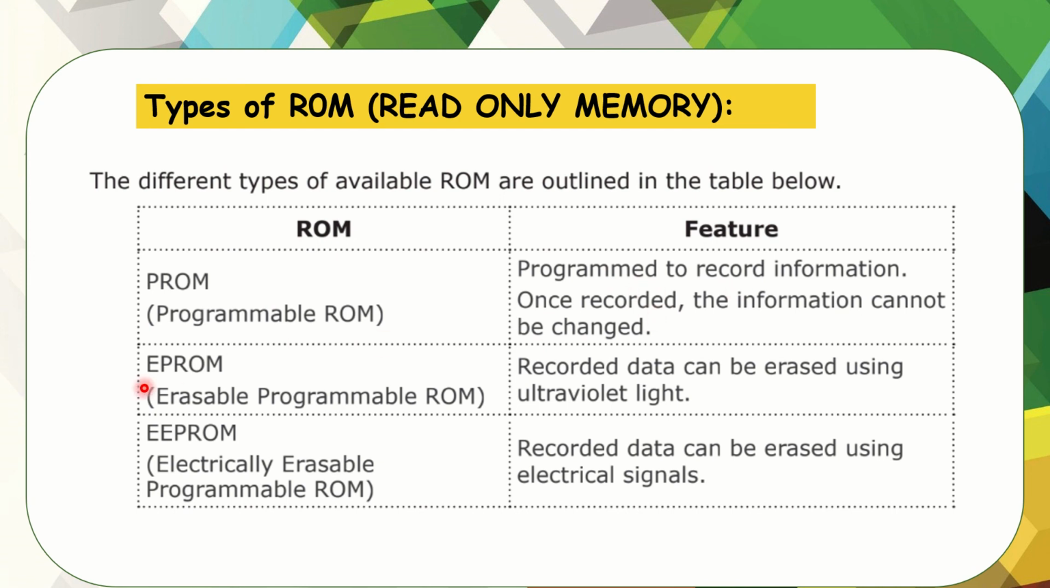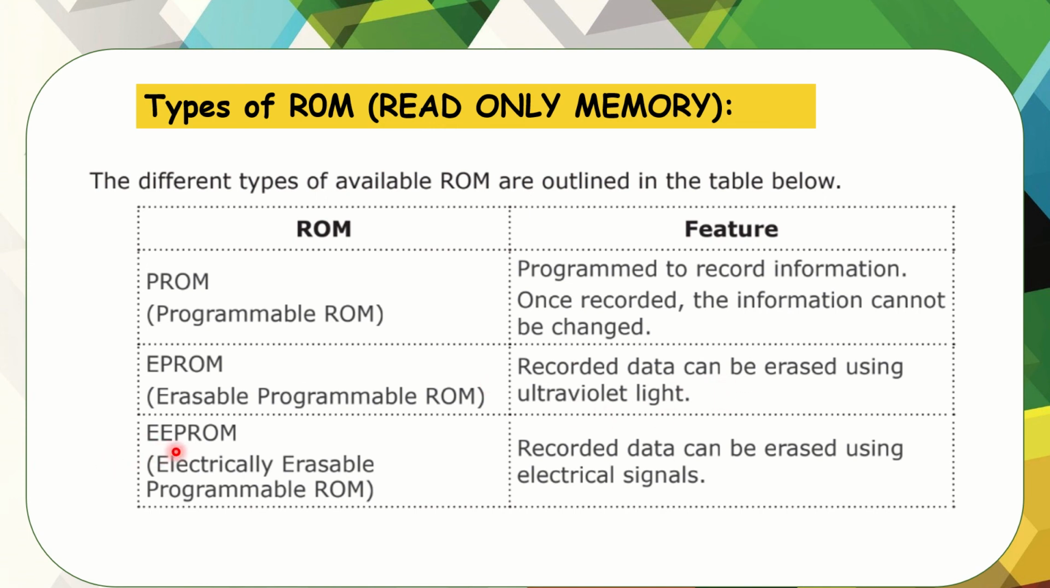Fine. EPROM, that means erasable programmable ROM, that is recorded data can be erased using ultraviolet light. You can erase the data, but for that you need ultraviolet light by which you can erase your data.